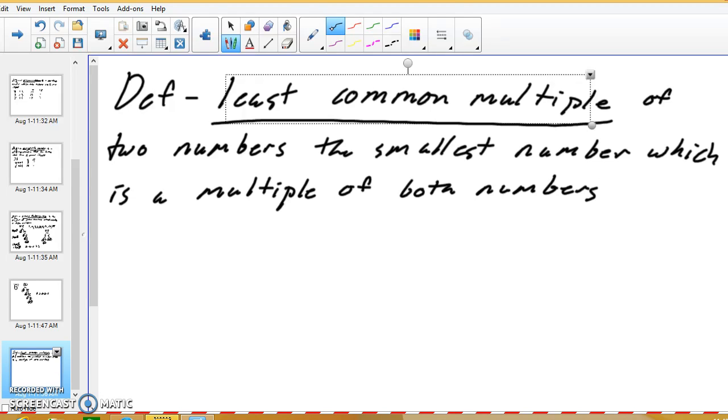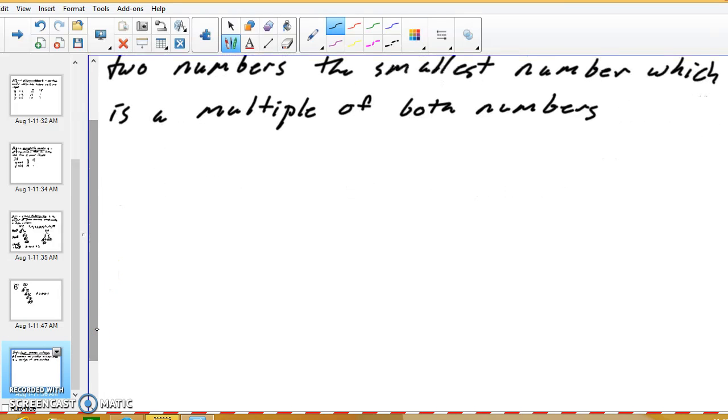So again, if we remember what multiples are, they are when you multiply a number by a counting number. So if you have two different numbers and you want to find the smallest number that they're both multiples of, well, you are finding their least common multiple. So how do we find this least common multiple? Well, let's just go through an example of it.